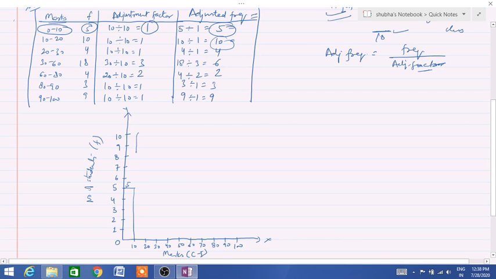Then 10 to 20 is 10. We'll make a rectangle here, from 10 up to 20, up to height 10. Then next is 20 to 30, which is 4. We'll make a rectangle here for 20 to 30, up to 4. Then it is 30 to 60. So we have to take from 30 to 60. What is it? 6. So we'll take up to 6.